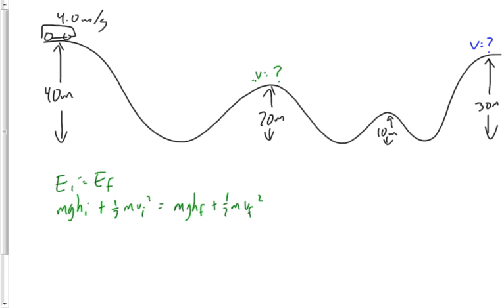Now, in this case, masses cancel only because it appears in every term. If it doesn't appear in every term, don't cancel it. It's good news for this question because we weren't even given the mass. So let's sub our numbers in here now. Then I put in 1 times 40 plus 1/2 of 4 squared. The final height is 20.